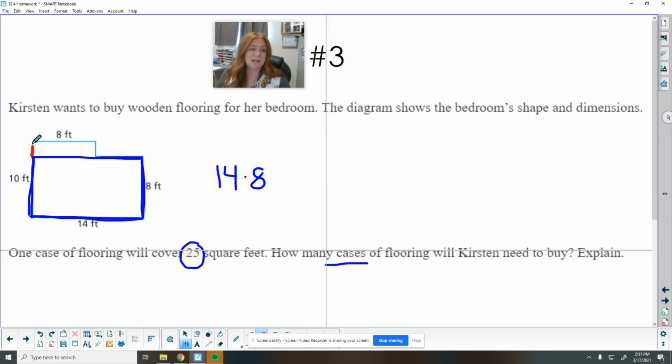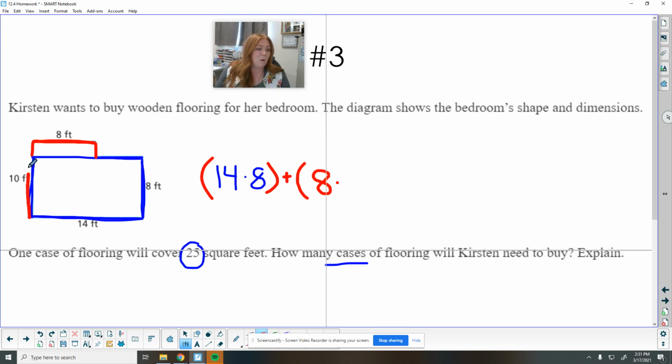And now we're going to look at this top part here. So I can see that the width is 8. So we're going to add on. So we're doing this first, and then we're going to add on 8 times something. So we need to figure out this missing dimension here.